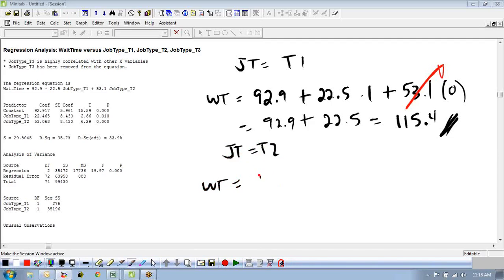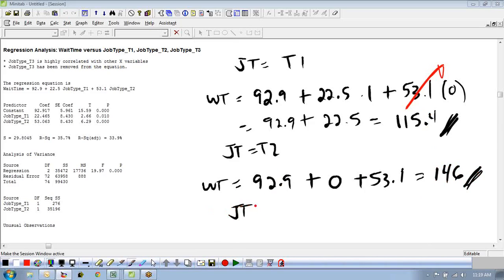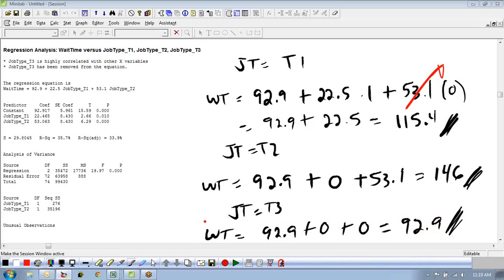Let's see what happens if we have JT equals T2. Well, our wait time is equal to 92.9 plus 0 plus 53.1. Okay, and that is equal to 146. That I could have done in my head. All right, and finally, if JT equals T3, we'll get our wait time equal to 92.9 plus 0 plus 0, which is equal to 92.9 if it's job type 3.